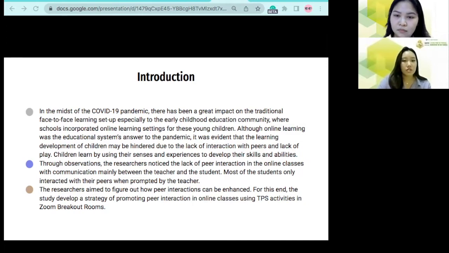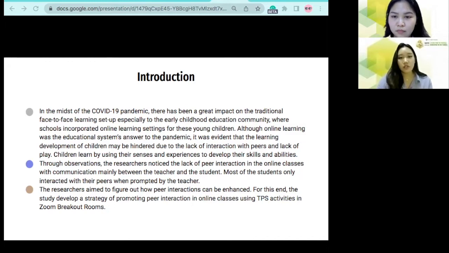Through the observations, the researchers noticed the lack of peer interaction in online classes of kids in day school and aimed to figure out how peer interaction can be enhanced. The researchers noticed that communication inside a classroom was mainly between the teacher and the student. This was evident in the majority of the online classes observed by the researchers.